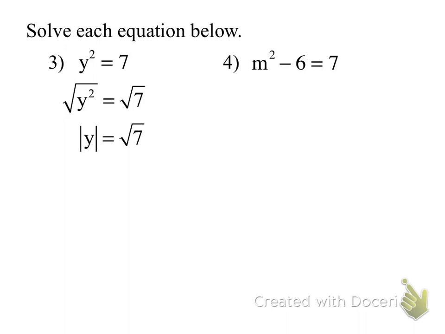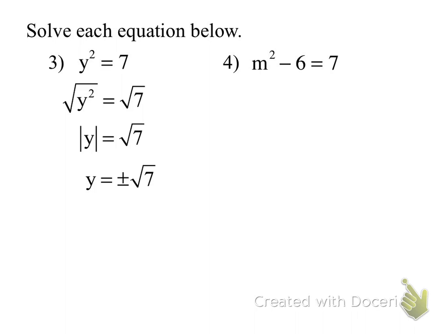Okay, to lose the absolute value, what do I have to say? y equals positive or minus rad 7. Isn't that nice? Yes, we're so happy. Okay, before you can use the square root method, you have to get the quadratic alone.